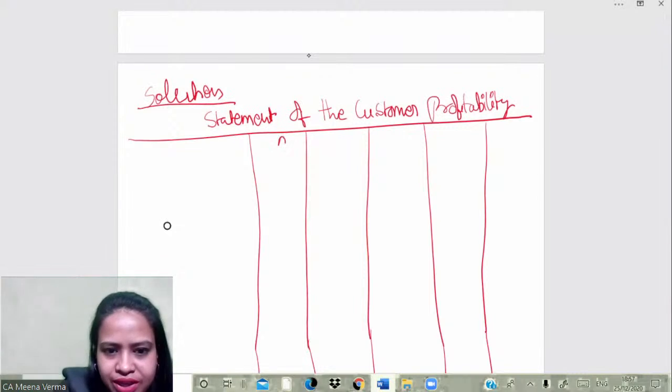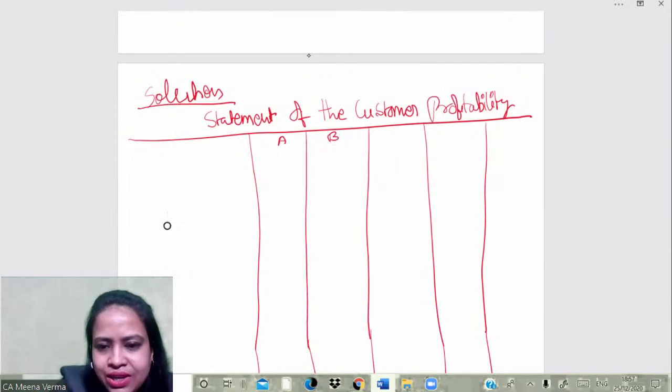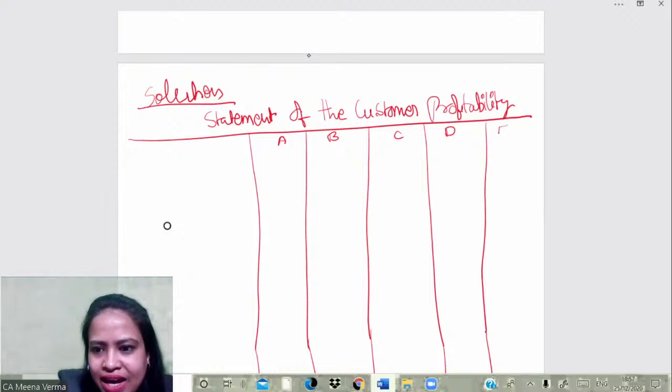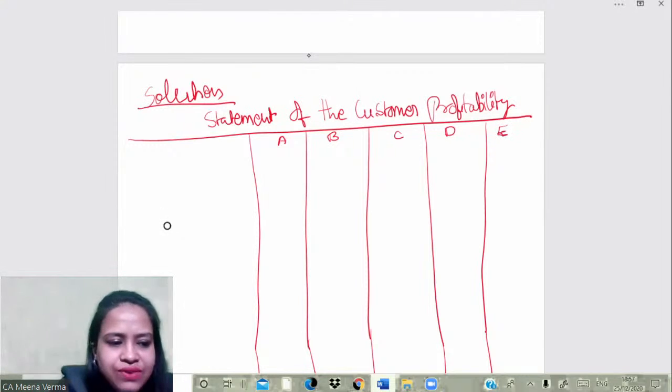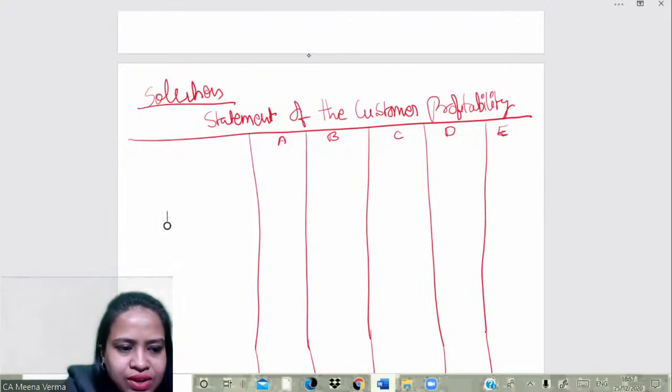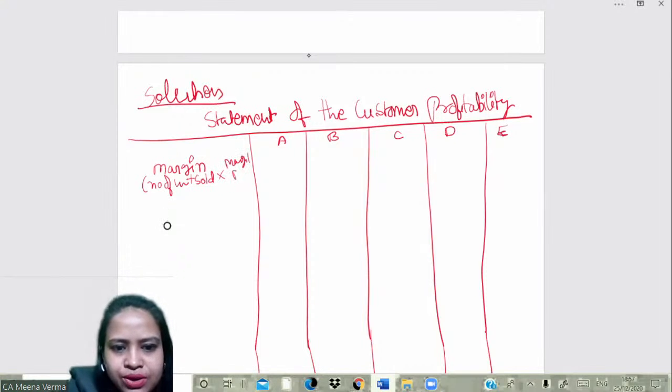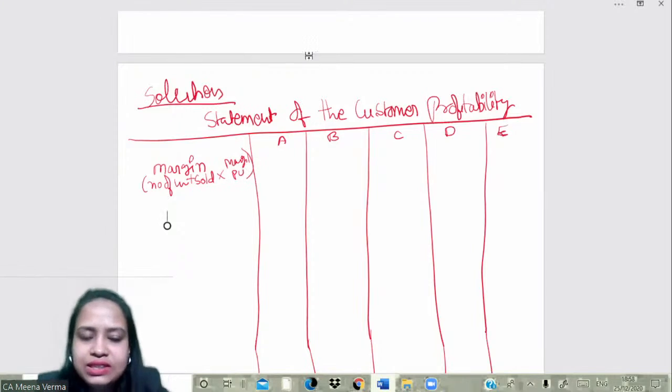We have customer A, customer B, C, D, and E. These are the five customers. Now, first we will consider the margin. I will consider the total margin. How will I calculate the total margin? The number of units sold to customers A, B, C, D respectively, into the margin per unit I have.